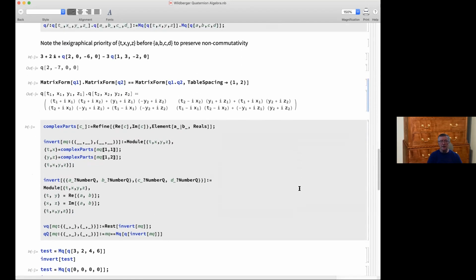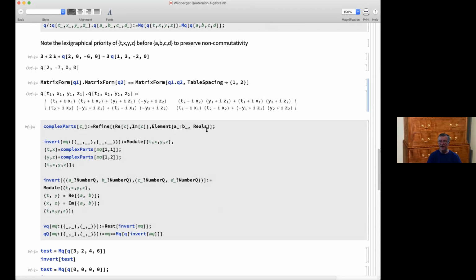Okay. In addition to doing a quaternion as an equivalent complex matrix, I also want to be able to invert back. So given a complex matrix of a quaternion, I want to be able to generate what was the quaternion form. So I have this invert function, which does that for a symbolic quaternion. And then it turns out that I need this complex parts function of a complex symbolic representation, using refine to identify the real and complex elements.